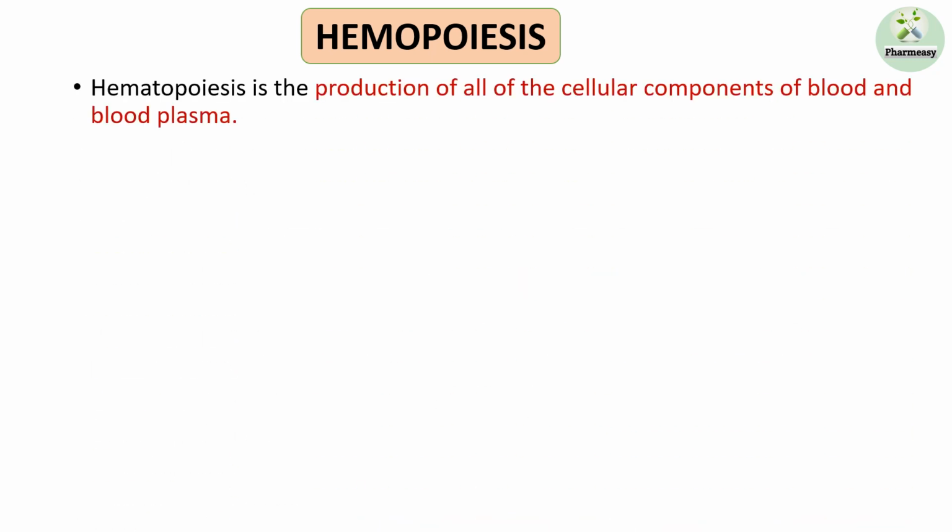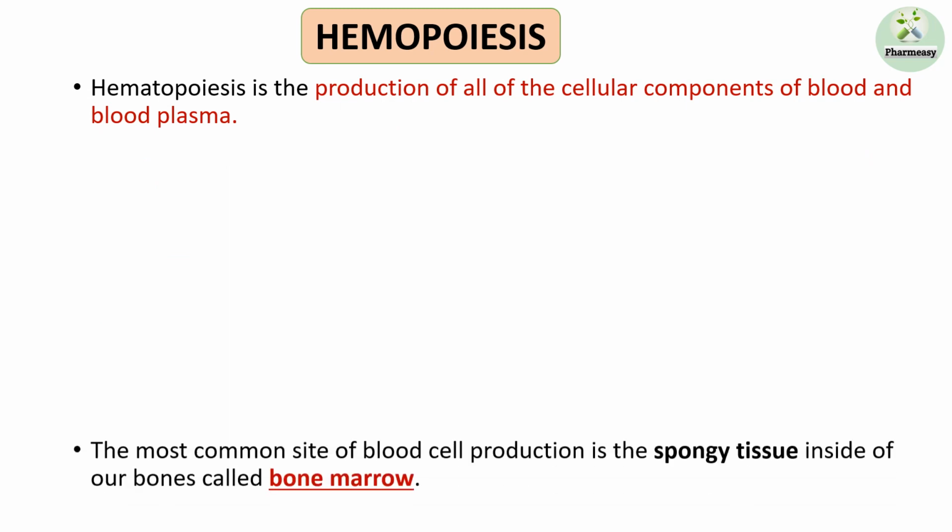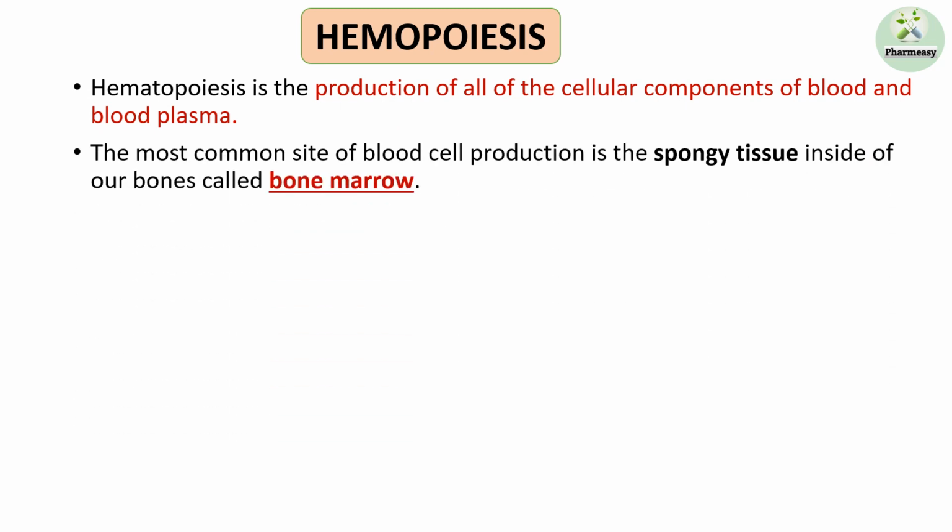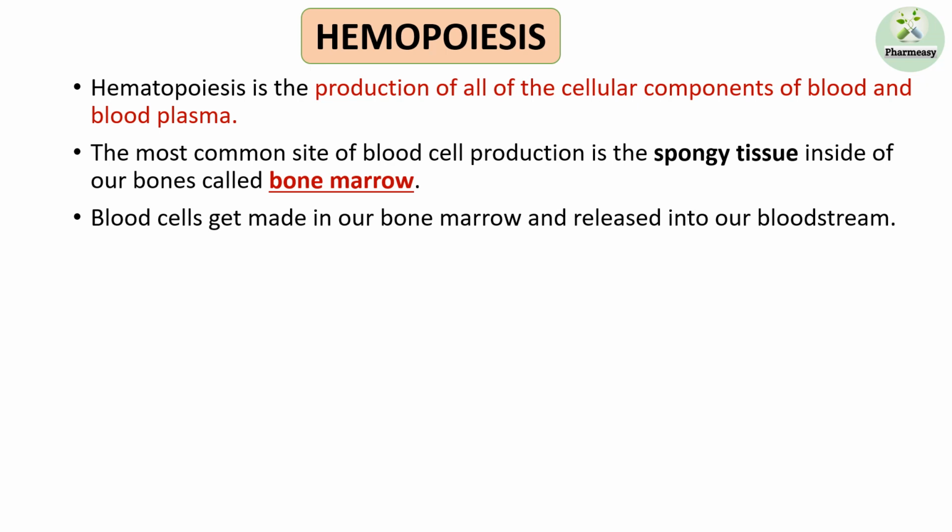Next topic is hemopoiesis or hematopoiesis. It is the production of all of the cellular components of blood and blood plasma. The most common site of blood cell production is the spongy tissue inside our bone called bone marrow. And the hematopoiesis that occurs in the bone marrow is known as medullary hematopoiesis. Blood cells get made in our bone marrow and released in our bloodstream.